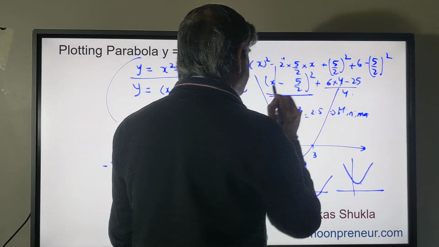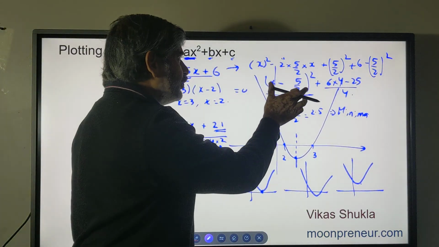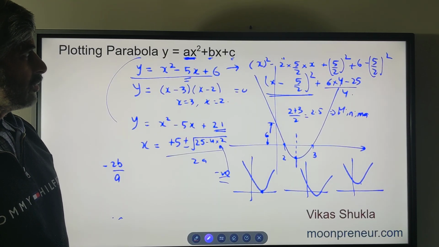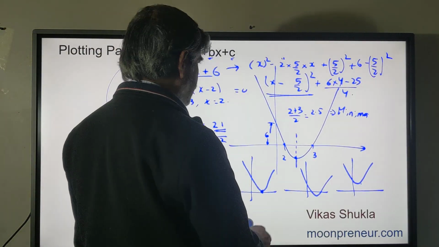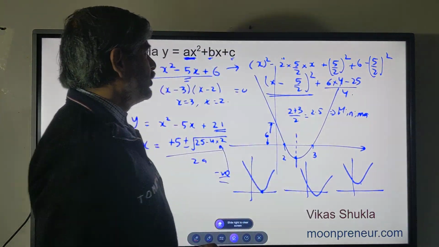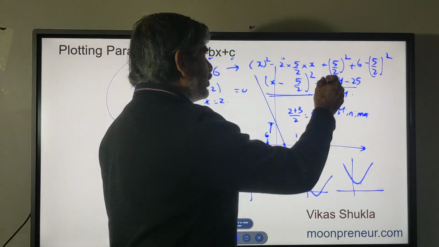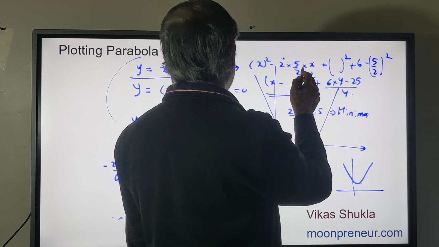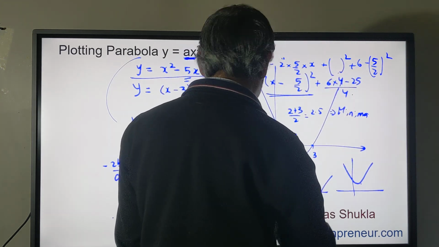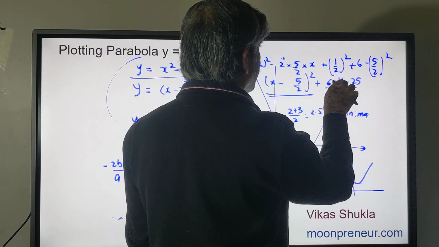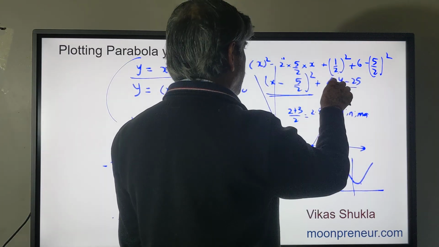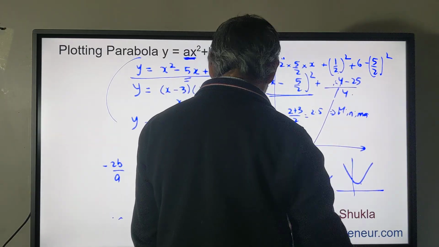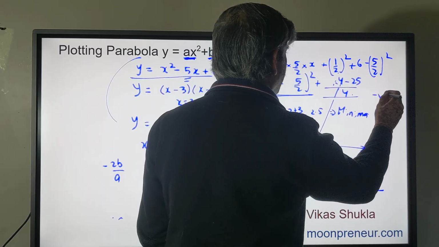We know that this value can only be as much. Actually, there is some mistake here. This is going to be 2ab. This is (1 by 2) whole square. So this will become 24 minus 25 by 4. So eventually this value is going to be a negative value.